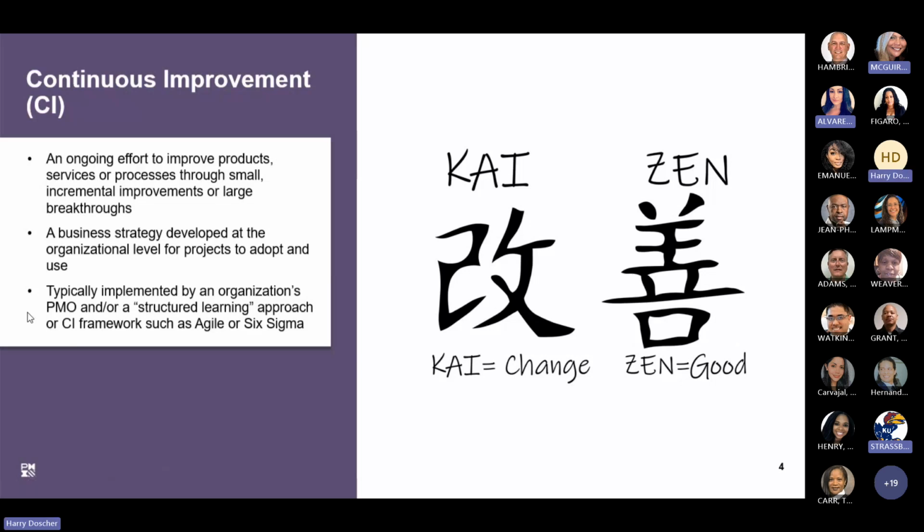If there's anything asked on the test, remember that PMI says, typically implemented by an organization's PMO and/or a structured learning approach or continuous improvement framework such as Agile or Six Sigma.